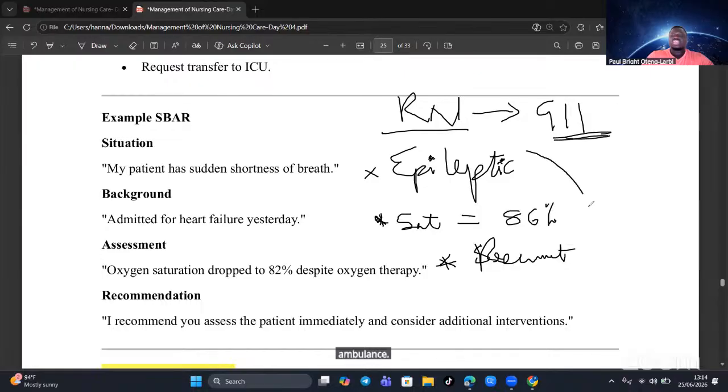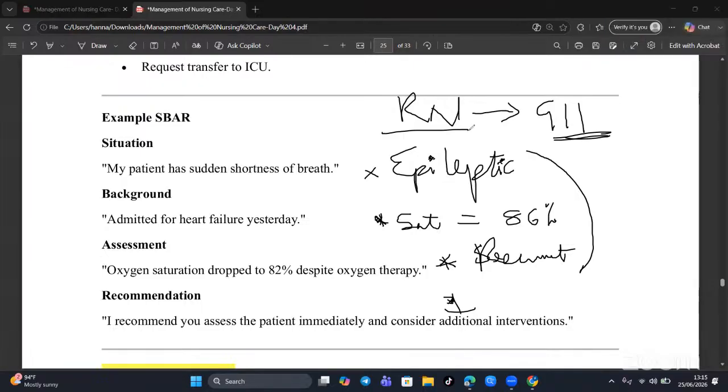How will you do your SBAR? Who will try? You went to church on Sunday, an epileptic patient has collapsed, is having seizures. The seizure is not stopping. Oxygen saturation is 86. Yes, call the ambulance. Talk to the ambulance personnel. SBAR.